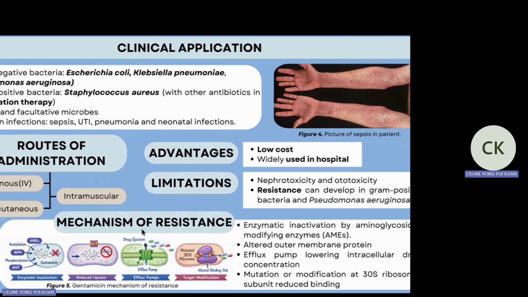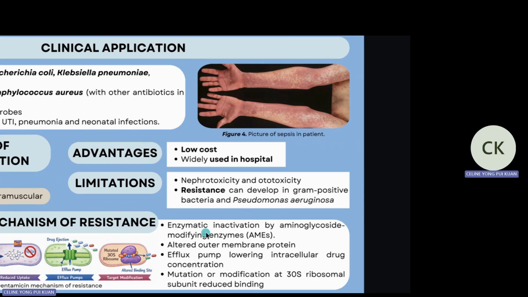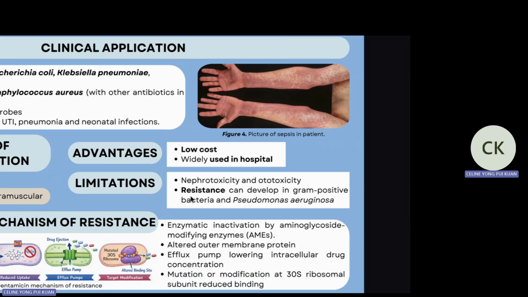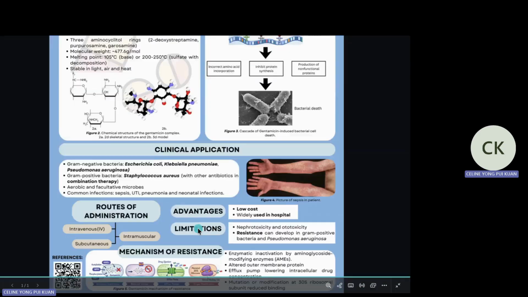The most common method is enzymatic inactivation by aminoglycoside-modifying enzymes that chemically alter and inactivate the drug. Secondly, reduced uptake can occur due to changes in the bacterial membrane, limiting the drug's entry into the cell. Third, efflux pumps may actively remove the antibiotic from the bacterial cell, lowering its intracellular concentration. Lastly, target modification through mutations in the 30S ribosomal subunit can reduce gentamicin binding. So this figure 5 shows the mechanism of resistance.